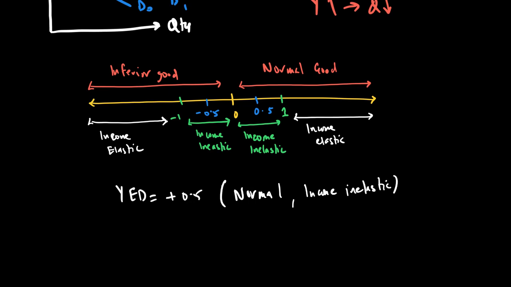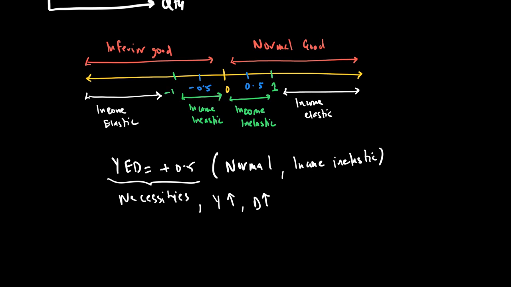So for example, I can say all our necessities may come under this category, where when my income goes up, I may demand more, but not necessarily a lot more, because I'm already buying an amount that fulfills my daily needs. So I may not need to alter my consumption significantly. But if the value is again a minus 0.5, this means it's a normal good. I'm sorry, this means it's an inferior good, which is also income inelastic.